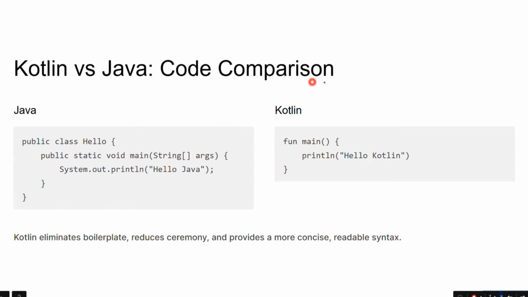So here is a small code comparison between Java and Kotlin. This is the Java code and this is the Kotlin code. The purpose of both codes is the same, we just have to print hello Java here and hello Kotlin here. You can see how much difference there is between both codes. This code is small and precise, but this code is lengthy. So Kotlin eliminates boilerplate code, reduces the effort of the developer, and is more concise and readable.